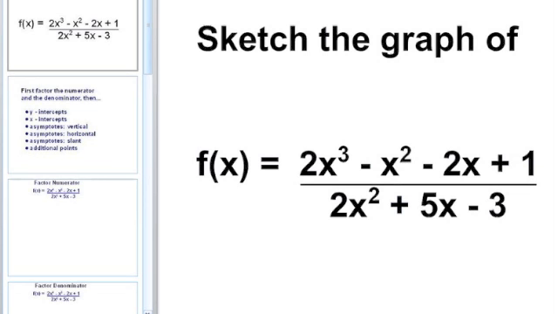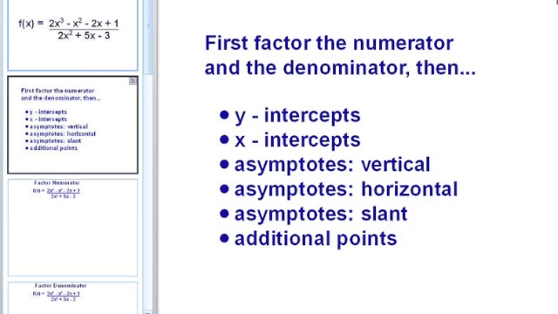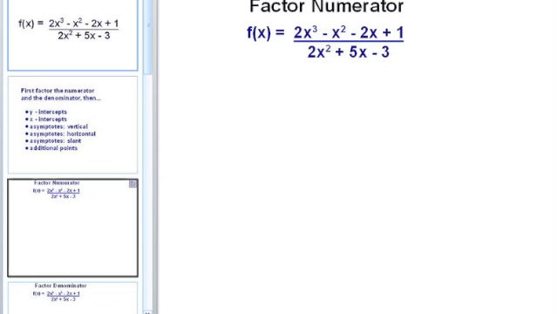The next screen is going to start talking about the exact things you want to look at. So whenever you're sketching, look at all these things. First, factor the numerator and the denominator. Then look at each of these individual points. You might want to pause the video at this point and just copy those things down, because in the rest of the video we're going to look through all of those points, and at the end we should be able to sketch the function. So first thing, factor the numerator.